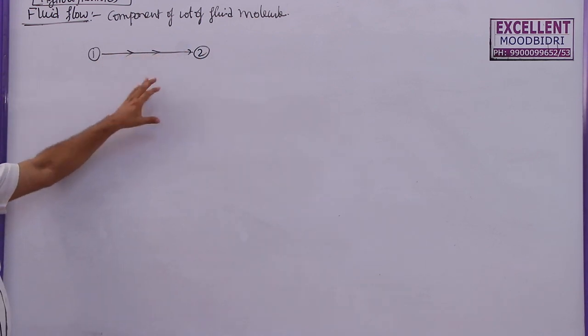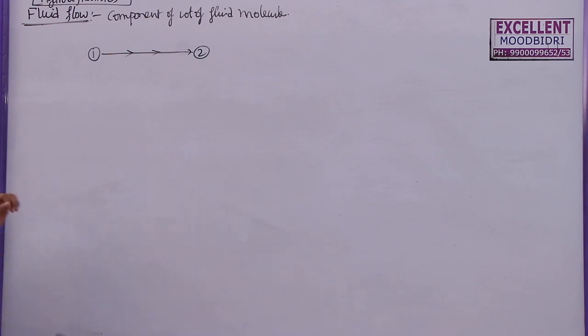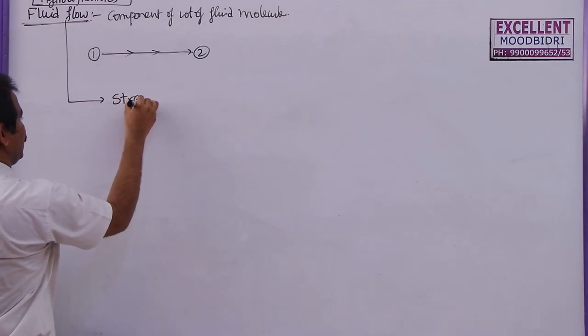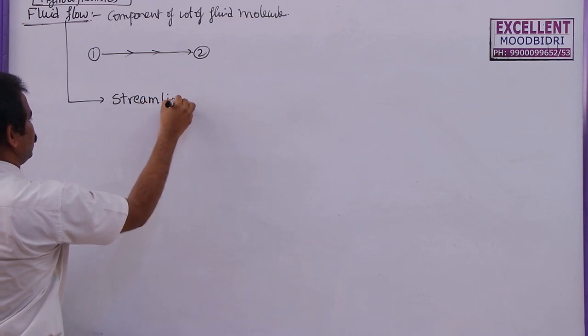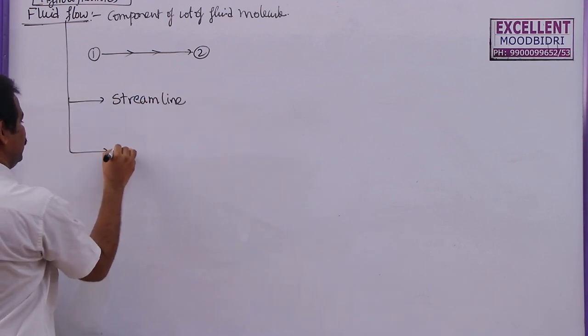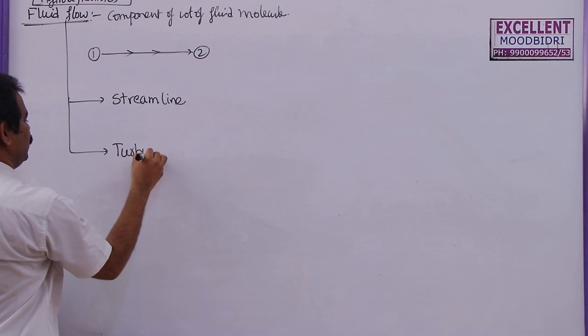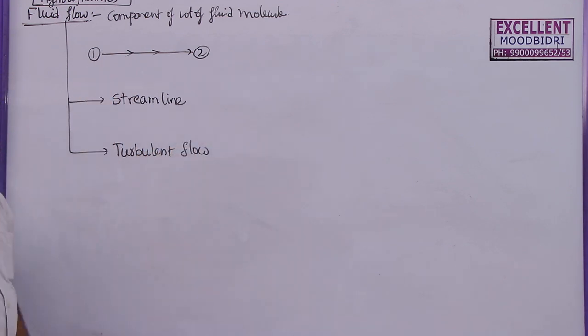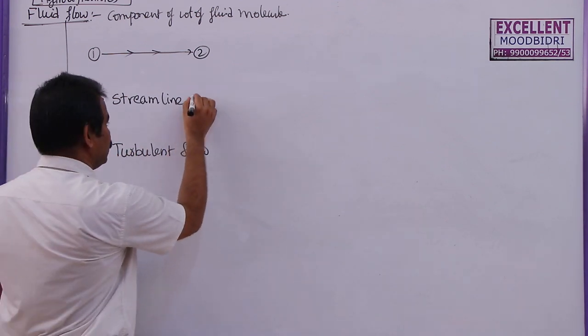So the fluid flow can be divided into two types. The first one is streamline flow. The second one is turbulent flow. What is streamline flow? What is turbulent flow? So let me explain in detail.